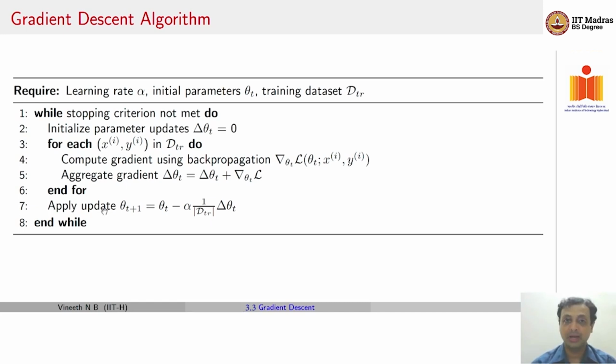Please note the difference in notation since they can look similar at first go. Then finally you apply your update, and theta t plus 1, which is your parameters at the next time step, is equal to parameters at the current time step minus alpha times 1 by cardinality of dtr, which is the number of data points that you have in your training data set, times delta theta t. How long do you train this? Until your gradient becomes 0. Each of these for loops here is typically called one epoch. One epoch corresponds to one full iteration over your training data set. So we compute the gradients across an epoch, average all your gradients, and then update your parameters. That's the simple summary of gradient descent.